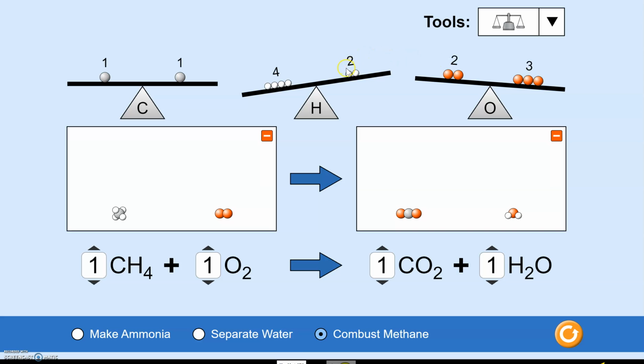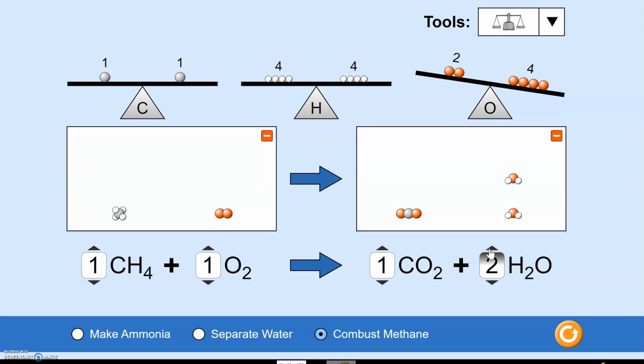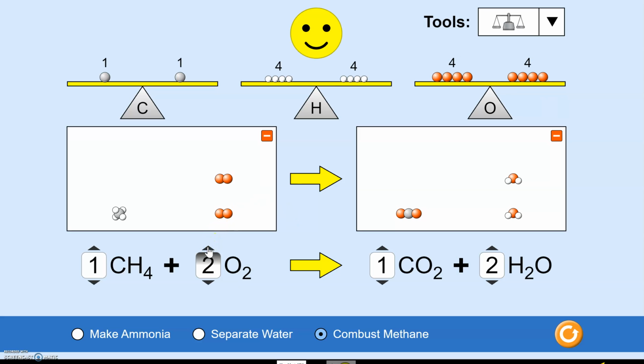So what I'm going to do is fix the hydrogens. And since there's 4 on this side and only 2 on this side, I'm going to multiply this molecule by 2. And what's nice is that that balances the hydrogens. But because I multiplied this molecule by 2, it multiplied the oxygens by 2. So now there's 2 oxygens in this molecule and 2 here. Well, there's only 2 on this side because we only have 1 molecule of oxygen. So I'm going to multiply this one by 2, and that brings everybody into balance.